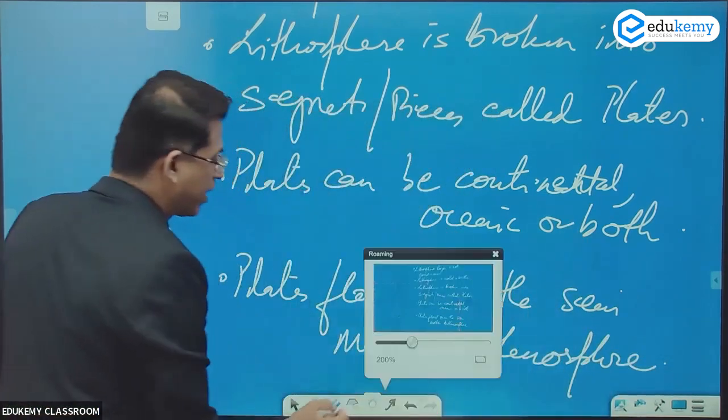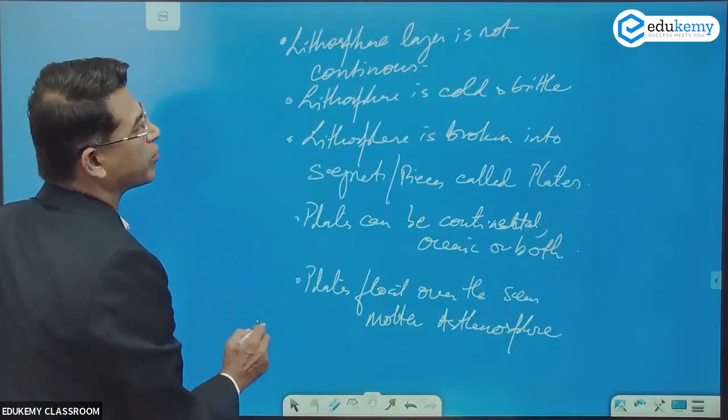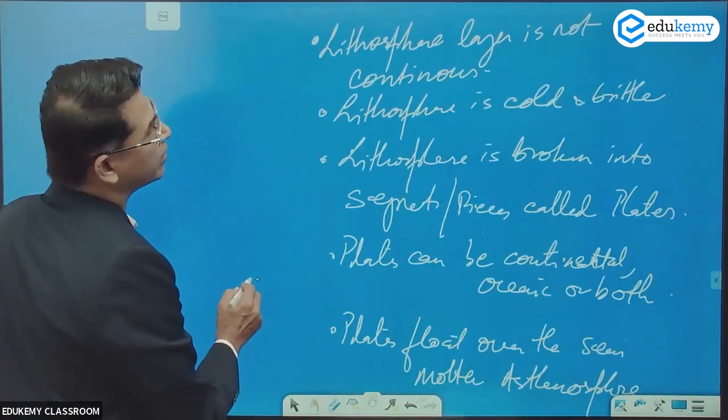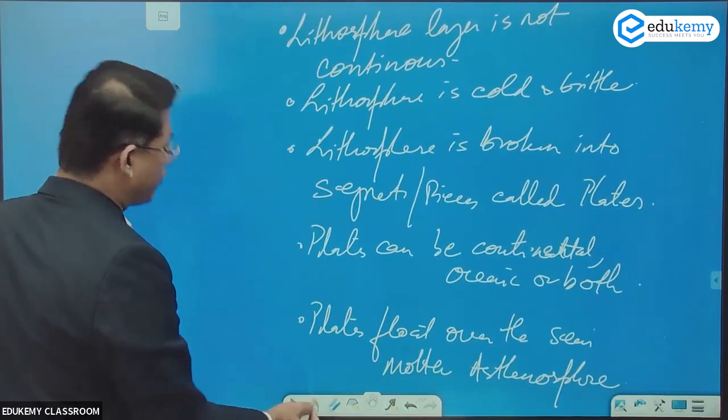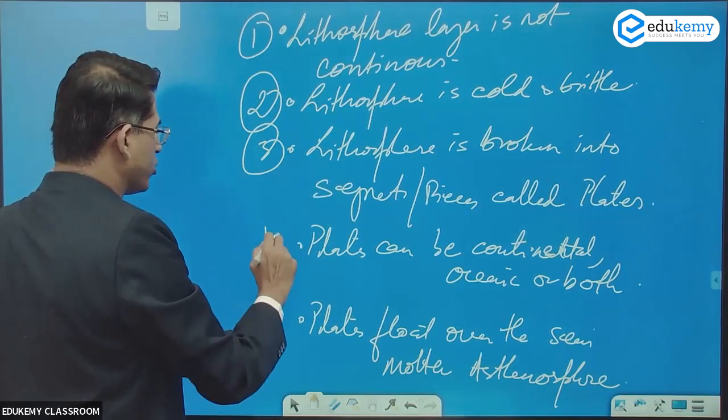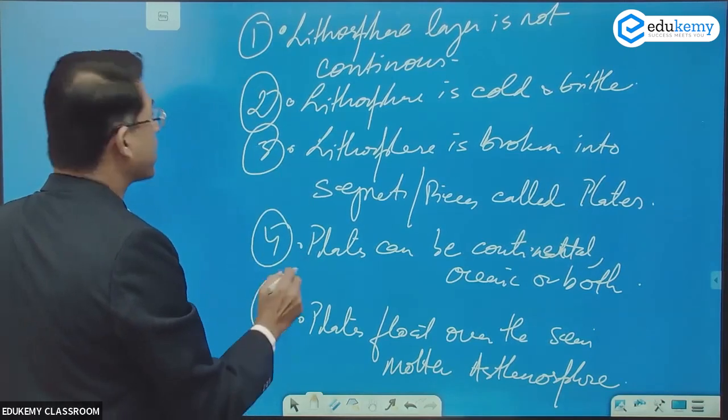asthenosphere. Write down these points, please. I'm reading out for your benefit. Mine is a work of art. You're all lesser mortals. Your maturity has not developed yet. So till the time you become mature, I'll help you.